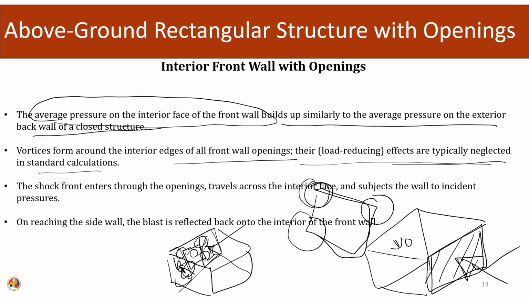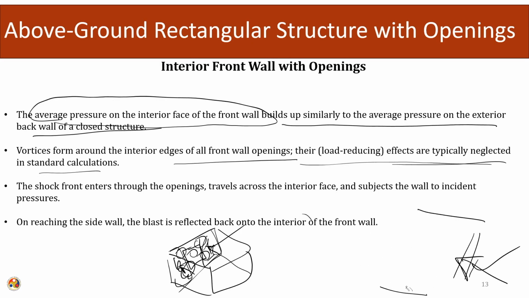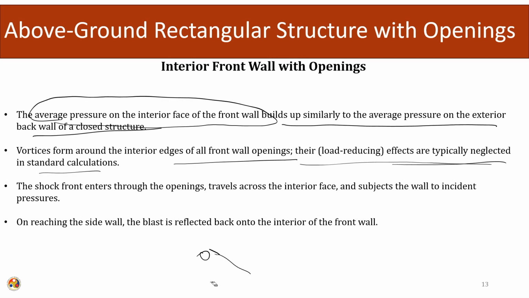Due to the formation of the vortices and change in the direction, whatever reduction in the pressure there is, that is normally neglected. Why? Because they are highly uncertain to predict. Nonetheless, there might be a stress concentration at this discontinuity surface, so it negates the effect of the reduction in the pressure. That is why they are typically neglected.